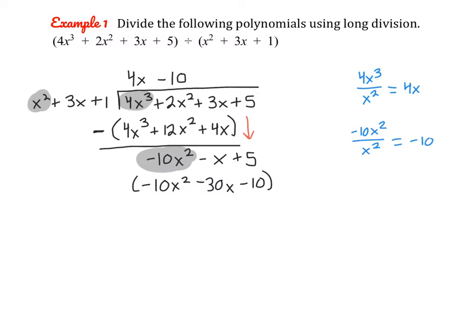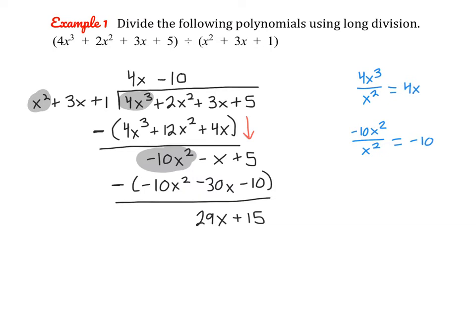I'm going to group it. And remember, we're subtracting everything. Be really, really careful with that subtraction step. So negative 10x squared minus negative 10x squared gives us 0x squared. Here we have negative x minus negative 30x. So this is actually like saying negative x plus 30x. So that gives us 29x. And here we have 5 minus negative 10, which is 15.